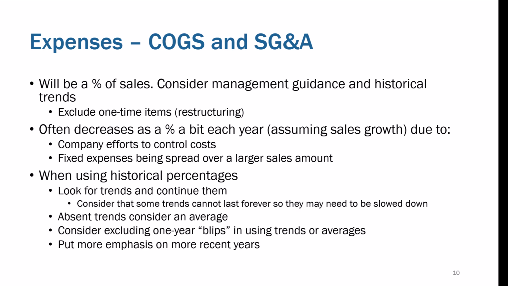Now, when you're looking at historical percentages, look for trends and look to continue them. Keeping in mind that some trends cannot last forever, might need to be slowed down. So if a company has really been getting efficient in the last 3 years and decreasing their cost of goods sold as a percentage of sales, it's not like they could keep that going forever and eventually have zero cost of goods sold, right? Absent trends in the past, we could consider an average for these items.